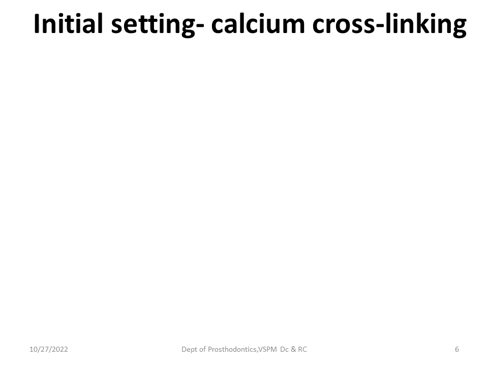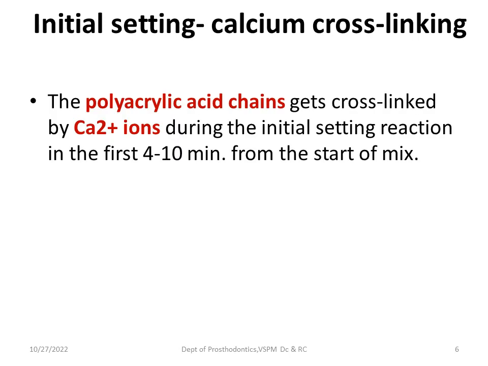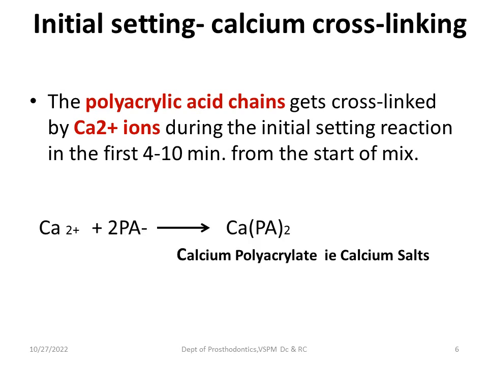Now the next step, that is the initial setting. During this setting, the polyacrylic acid chains first get cross-linked with the calcium ions, within the first 4 to 10 minutes from the start of mix. So there is a formation of calcium polyacrylate, that is calcium salts. During this stage, the cement is a little weaker, so it can be easily carved, and it gets distorted if it gets moisture contamination. So you will have to coat it with varnish to prevent the loss of this cross-linking that has occurred.